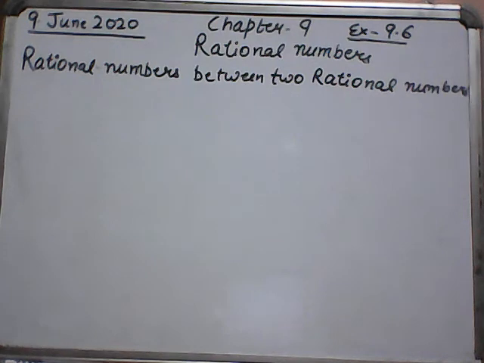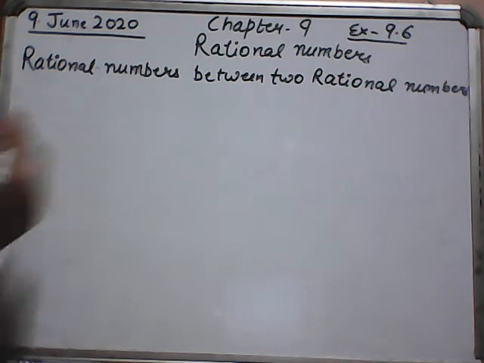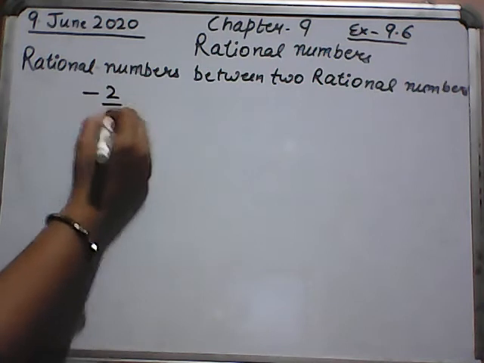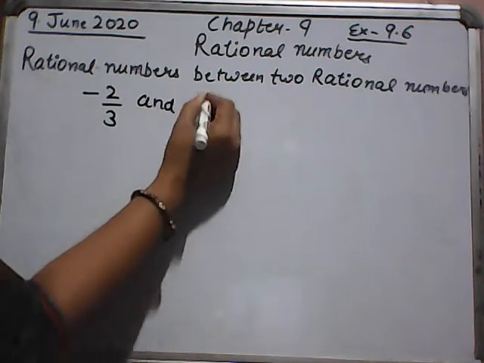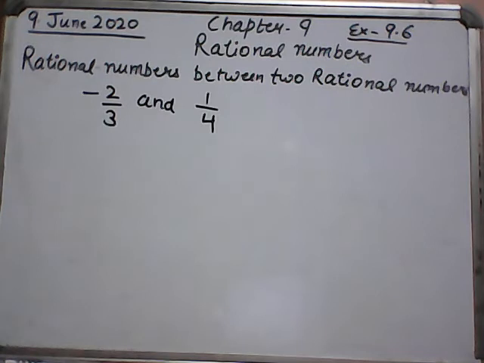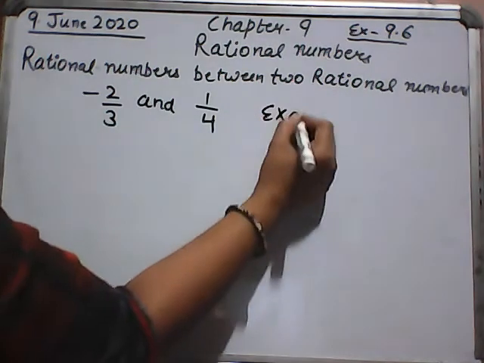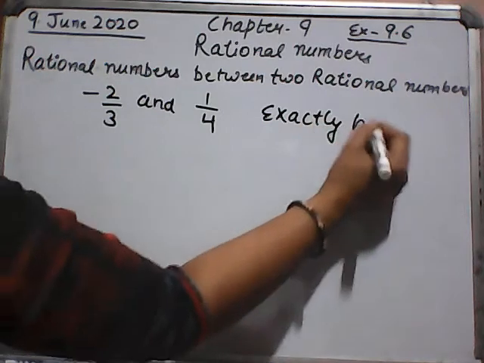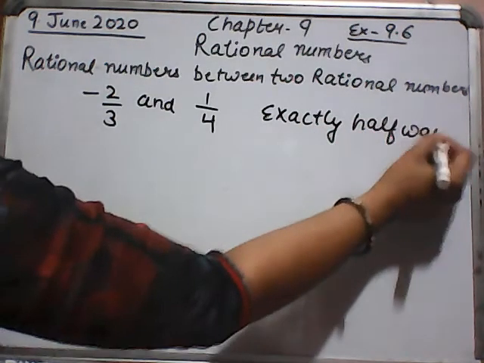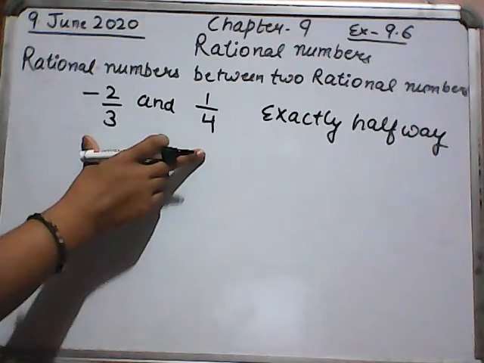Good morning, students. Today we are going to start our exercise 9.6, in which we will learn about rational numbers between two rational numbers. Means how can we find rational numbers between two rational numbers? Suppose we are given minus 2 by 3 and 1 by 4. We have to find exactly halfway between these two rational numbers.